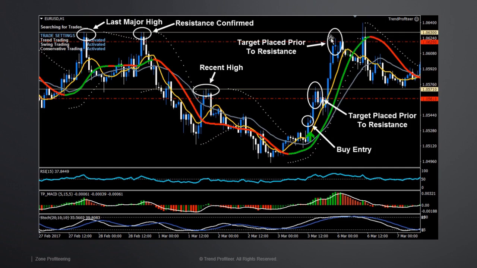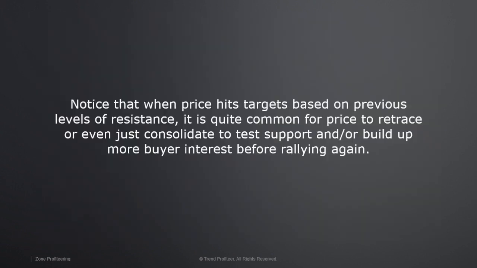But it's good to be able to take your targets and your profits with a higher degree of probability. In this case, you can see there was a correction here, and there was also a correction over here. So you'll see that happen all the time, corrections occurring around these important levels, and that's why you want to place your targets prior to those levels being reached.